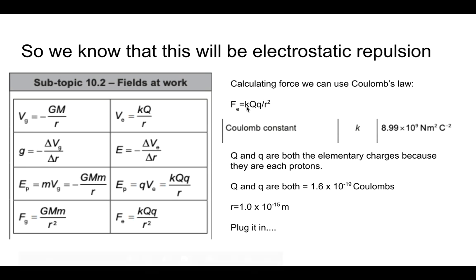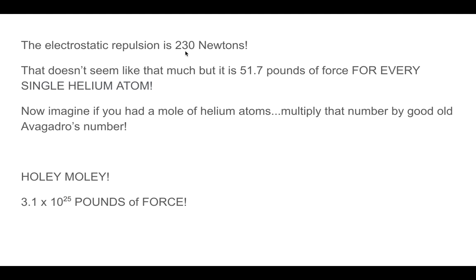When you plug those numbers in for k, q, and r squared, you get a value of 230 newtons. That doesn't seem like much, but let's think about that. That's equivalent to 51.7 pounds of force for every single helium atom. Now imagine if you had a mole of helium atoms. Multiply this number by good old Avogadro's number. Holy moly, you get 3.1 times 10 to the 25th pounds of force for a mole of helium. That's how much nuclear repulsion force there is in helium. So it just goes to show you how strong some of these forces are.